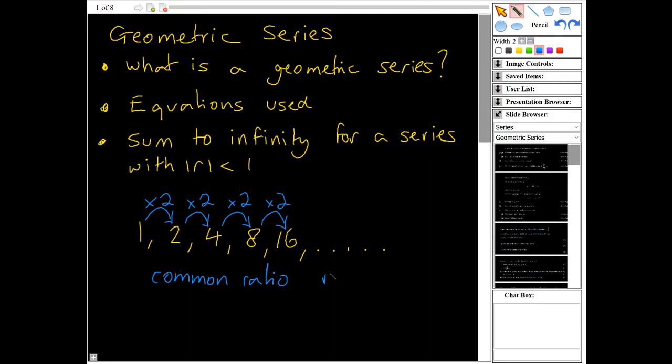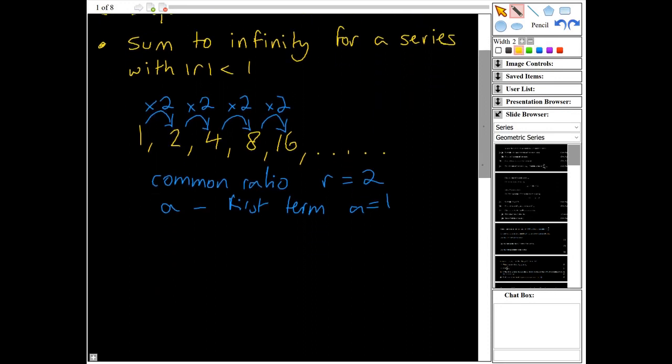Okay, and in this case the common ratio r is 2. So the next term would be 32, then 64, and so on. Okay, so that's how that works. Again, we use the a to represent the first term. Okay, so in this case, a is equal to 1. All right, we can have another example here.